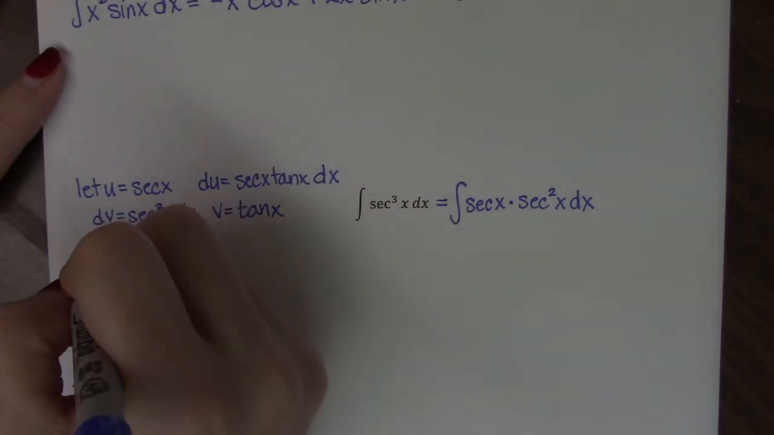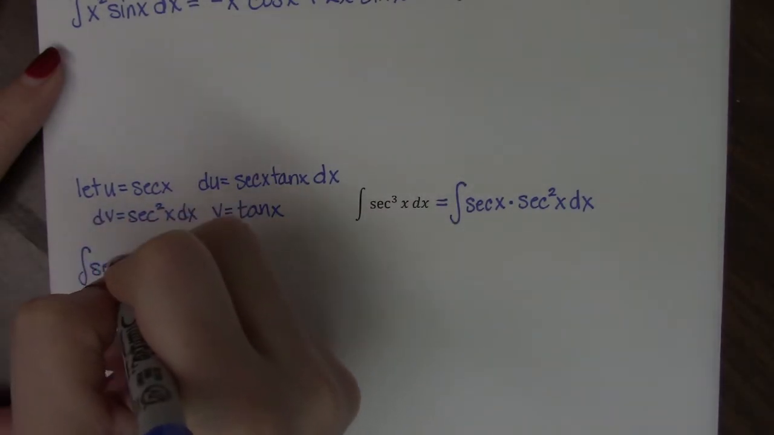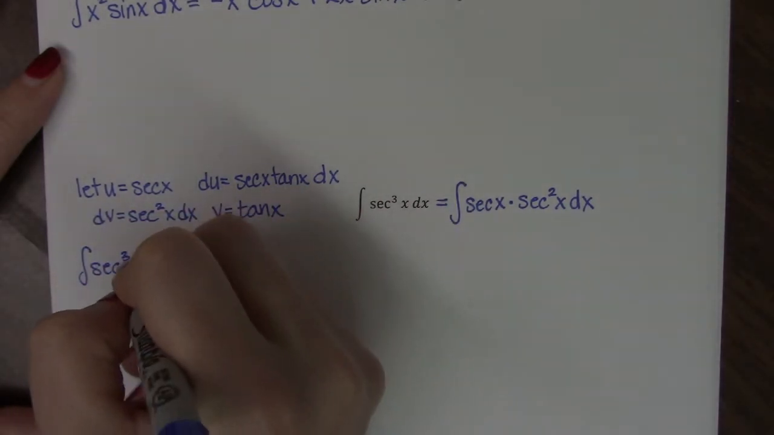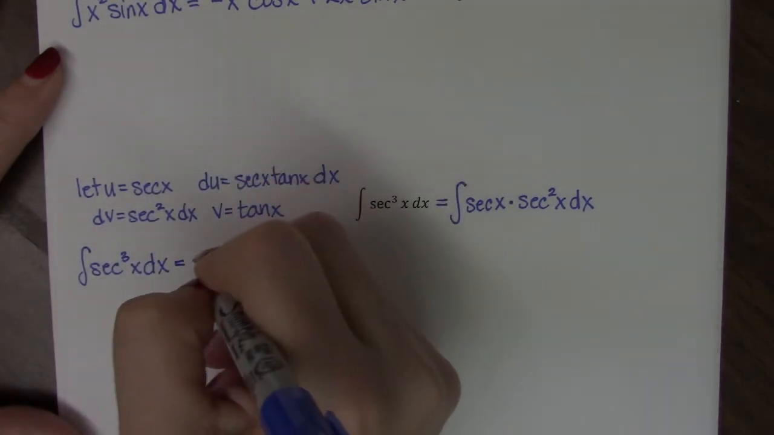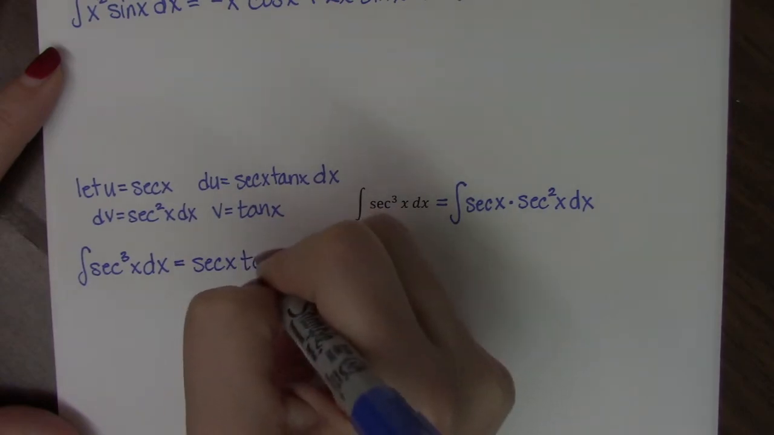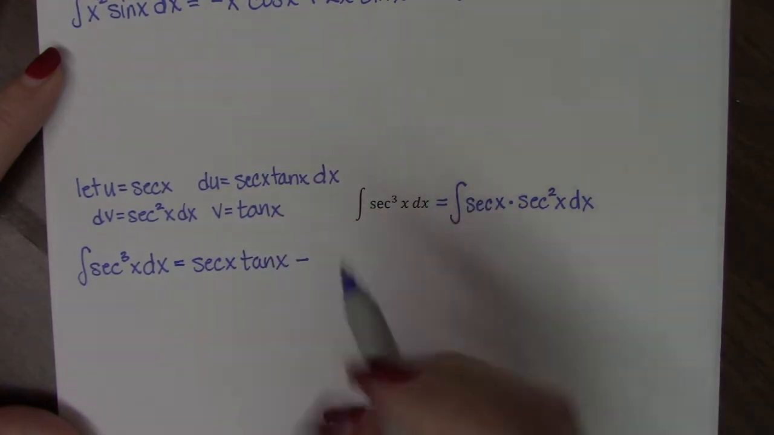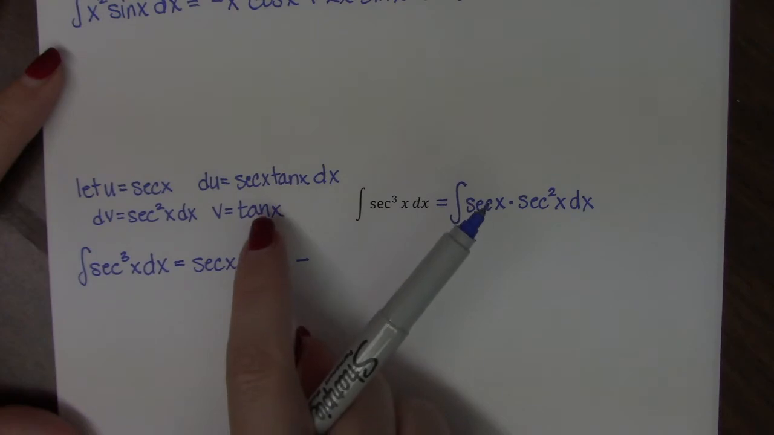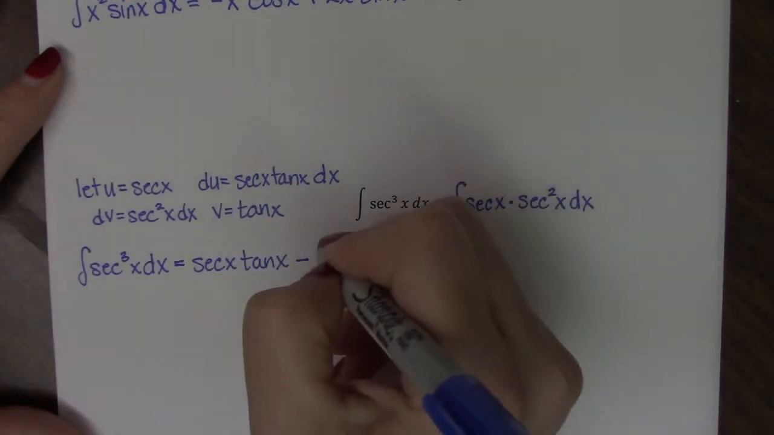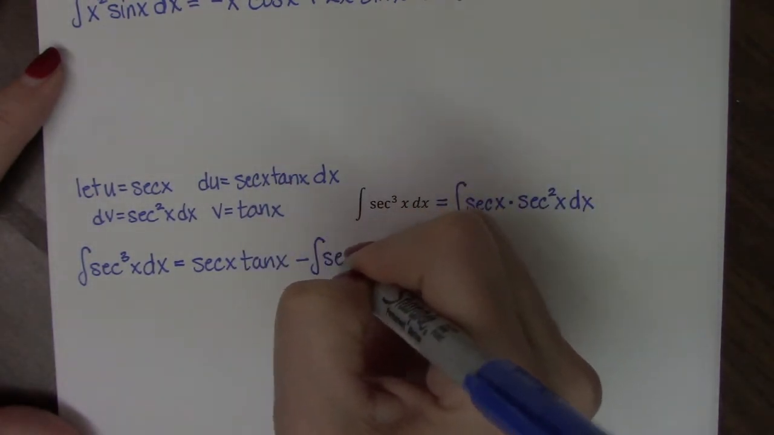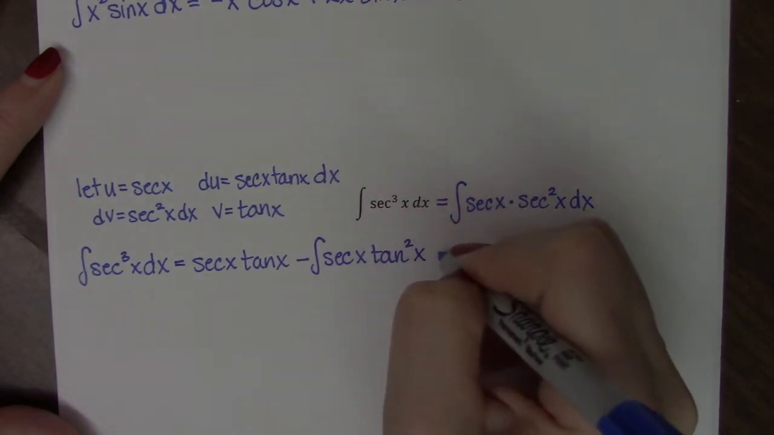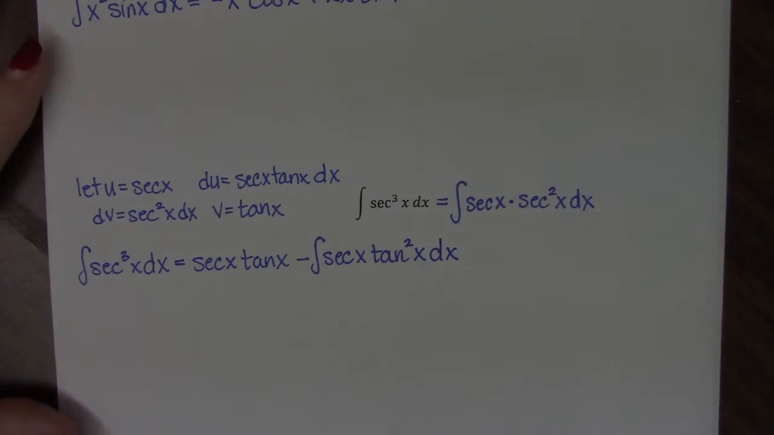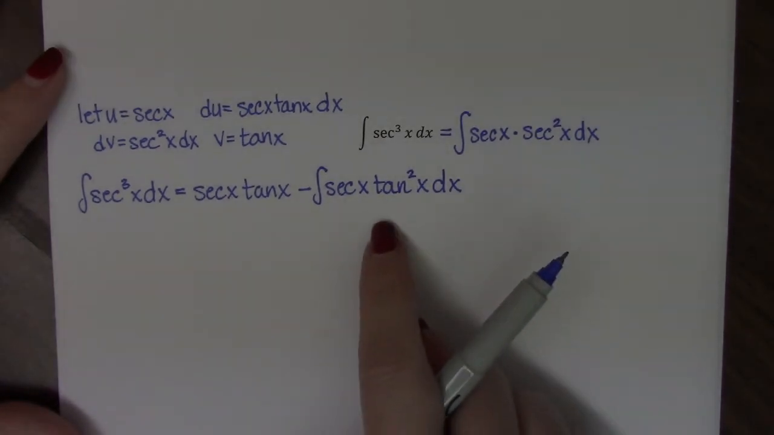So now when I apply my theorem, we'll get u times v, which is secant x tangent x, minus the integral of secant tangent times tangent, so that becomes secant x tangent squared x dx. So this would require another integration by parts, right?